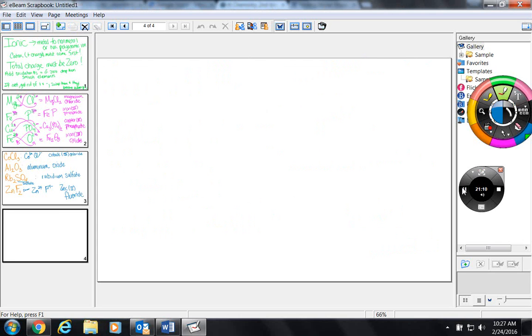Okay. So, next step was covalent. What is it if it's a covalent compound? They're sharing electrons. Okay? They're sharing electrons and it's two nonmetals.